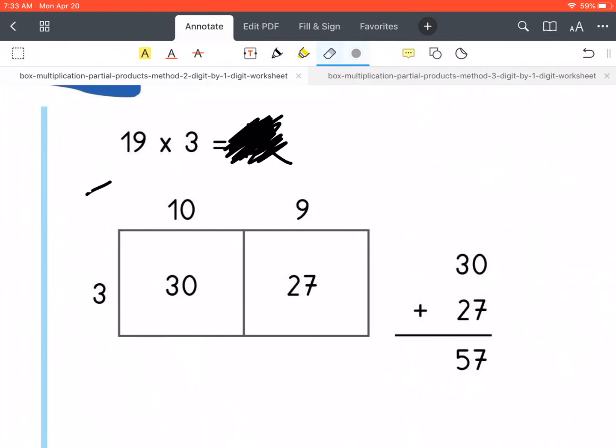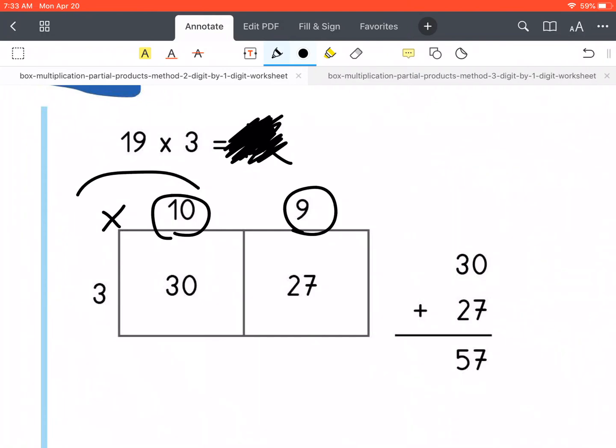Okay, let's erase that stuff. And then your 3, whatever number it's being multiplied by, goes on the side. Now, if you think that putting that multiplication sign at the side of the box would help you, go ahead and write it in. So next, you're going to take each number on top, and you're going to multiply each number by 3.